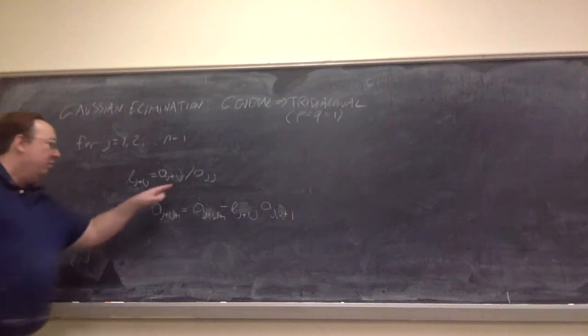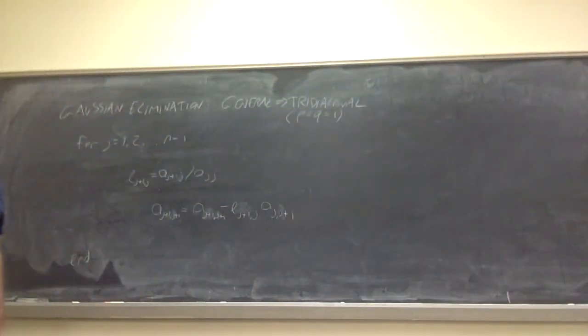So that's it. That's the whole algorithm. There are only 3n minus 3 arithmetic operations required by this algorithm, because it's 3 arithmetic operations per column and n minus 1 columns.